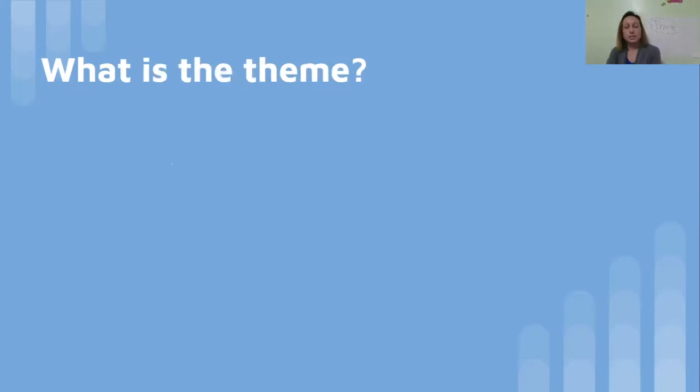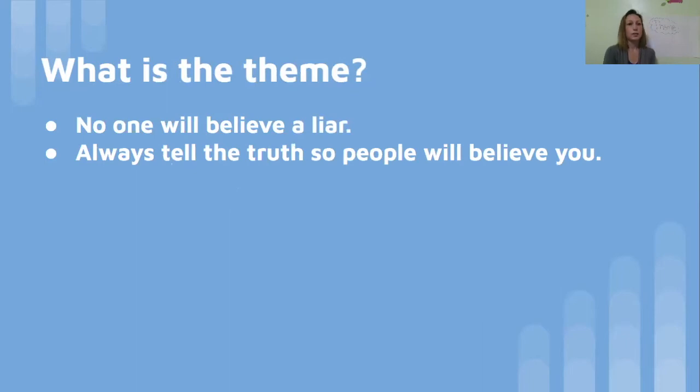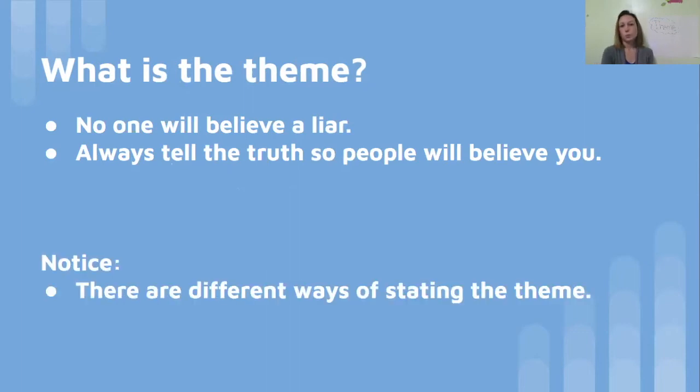So now we need to turn that into a theme. We can't use Kojo's name. We know themes do not have names. So the theme could be, no one will believe a liar, or always tell the truth so people will believe you. Let's think about that. There are different ways of stating the theme. So either one of those would work. They essentially say the same thing, just stated in different ways.